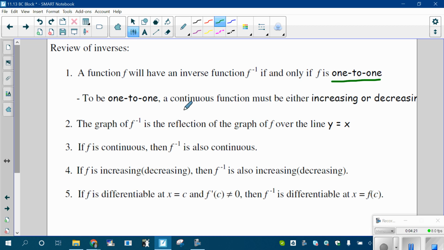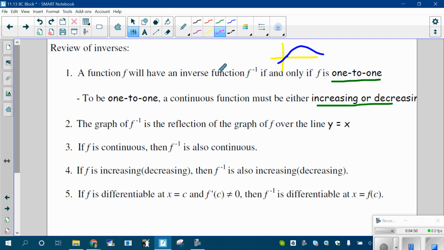How do you know if a function's 1 to 1? It passes the horizontal line test, or you can think about it as being monotonic. If it's either increasing or decreasing, if you think about a function that's always increasing, it's going to pass the horizontal line test. Okay? There's not a horizontal line that's going to hit it more than once. If you have a function that's increasing and then decreasing, it's going to fail the horizontal line test. It is not going to be 1 to 1, and its inverse will not be a function.